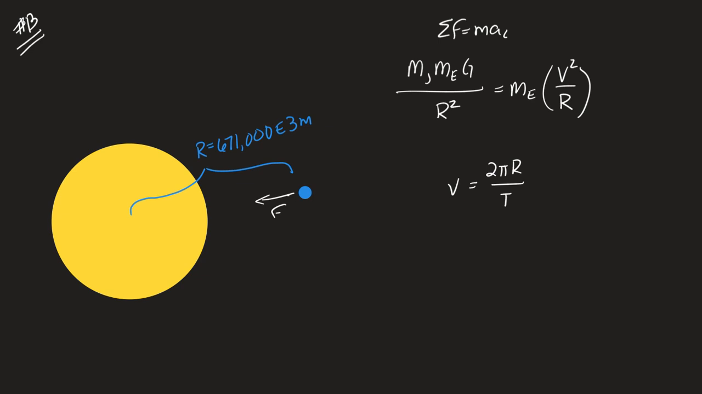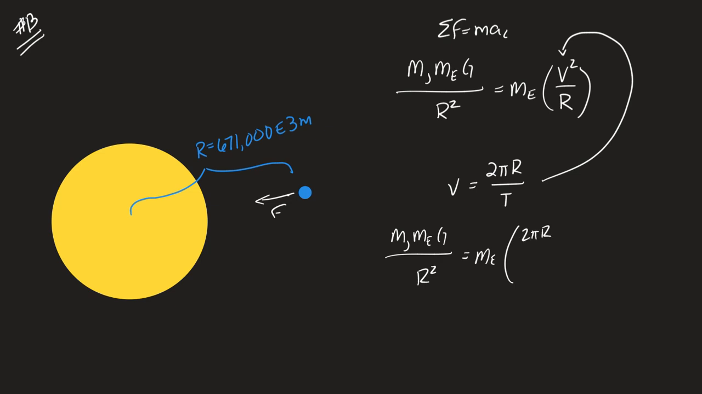And so I'll do this substitution and get mass of Jupiter, mass of Europa, g over r squared, equals mass of Europa times 2 pi r over t, squared over r. All right, that's everything.